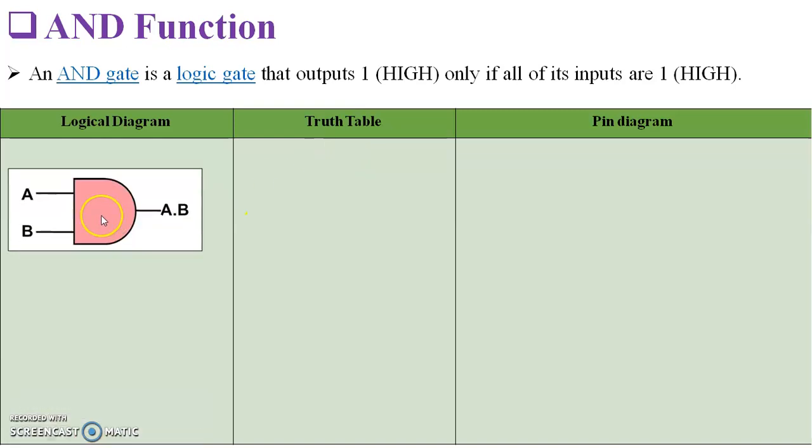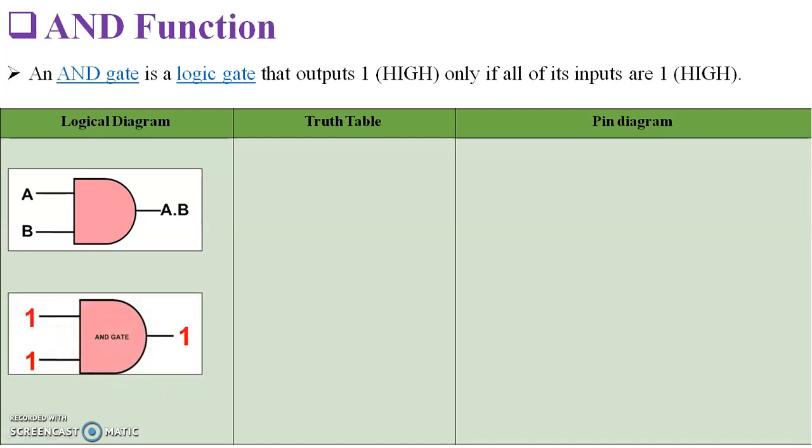Let us first understand the logical diagram. This is the symbol by which AND gate is represented. Here it has two inputs, that is input A and input B. Y is nothing but the output, and the output is denoted as A dot B or A multiplied by B. Now I want you to look at this particular animation wherein it shows that if any of the inputs is 0, the output is 0. However, if all the inputs are 1, then the output is 1.